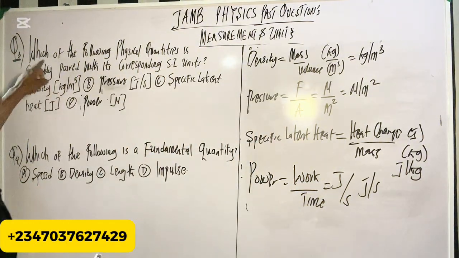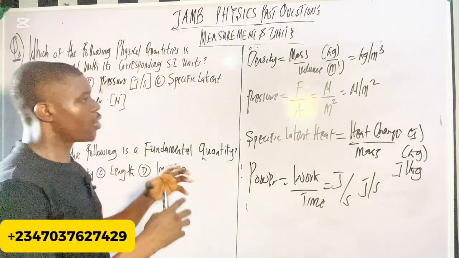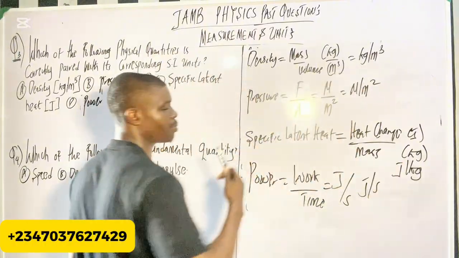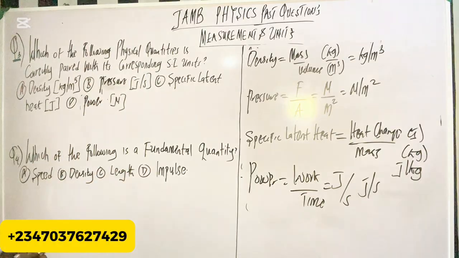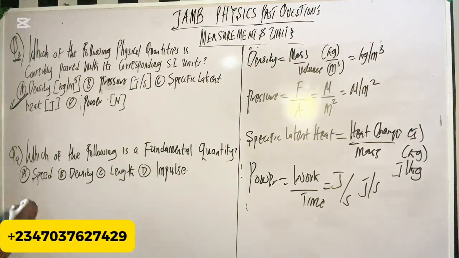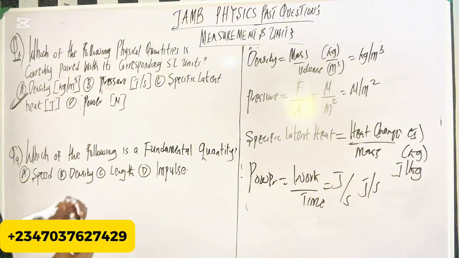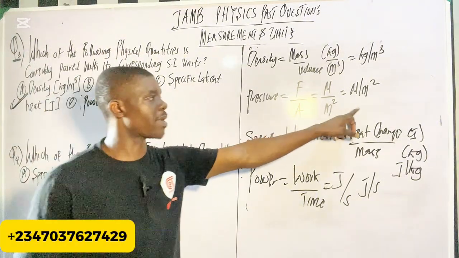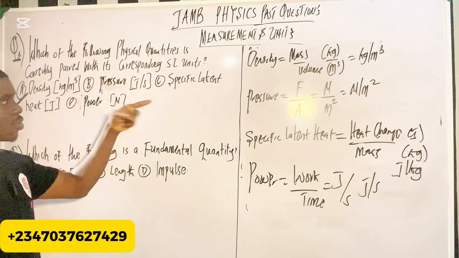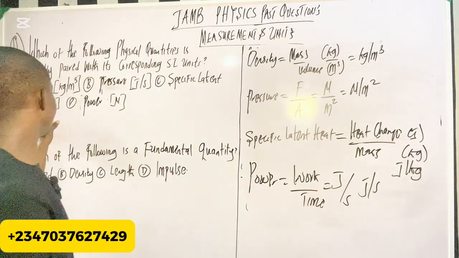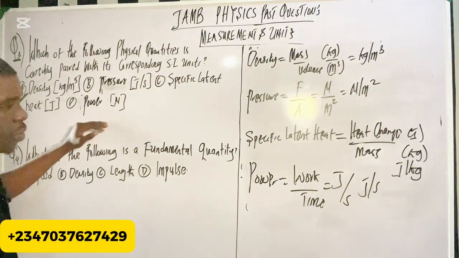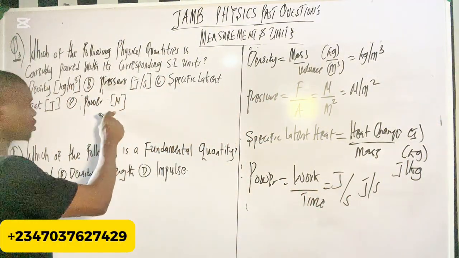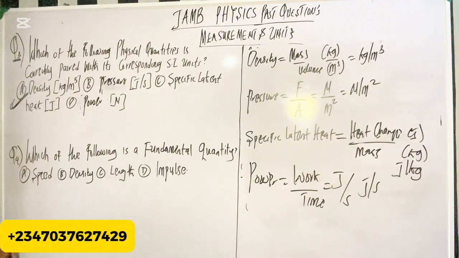So let's look at the correct one here. Which of the following physical quantities is correctly paired with its corresponding SI unit? You have to know all these things and be very fast in the exam when you see this. That is why you need to know all these formulas. So the correct option is A. The other ones do not correspond, because pressure is normally Newton per meter squared, but it says joules per second, which is not correct. Specific latent heat is joules per kg, not just joules. Power is joules per second, not just Newton, right?